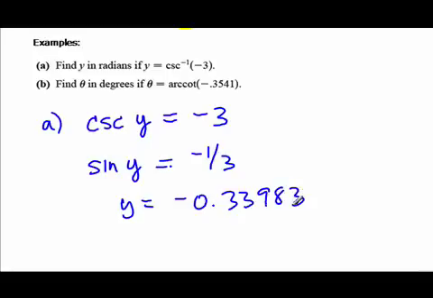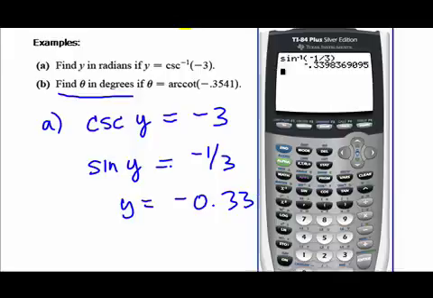Questions with A? Good. B, do the same thing. B, notice they say find your angle in degrees. So let's go change our calculator mode to degrees.